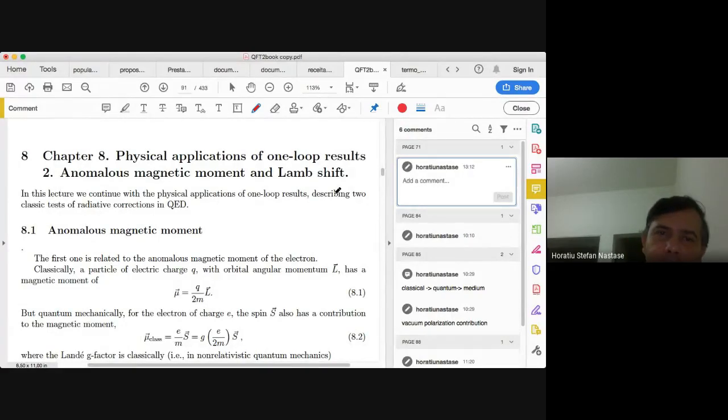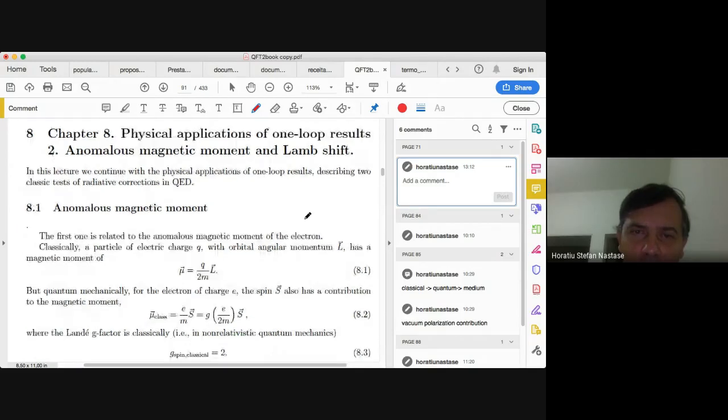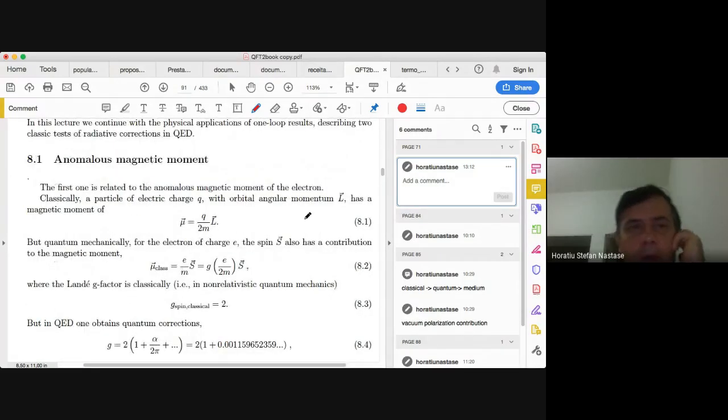And today I'm going to talk about two other very important applications, the anomalous magnetic moment and the Lamb shift. This lecture will be a bit shorter, which I suppose is fine, because if you have questions, we can have a lot of time. So the first application is about the anomalous magnetic moment of the electron.